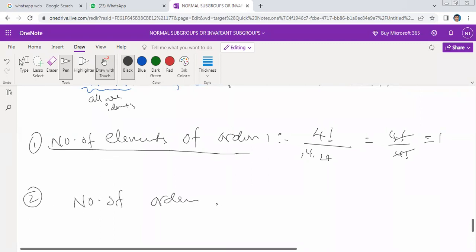Number of elements of order 2, where is the 2 partition? What does a 2 partition mean? Even permutations. 2 plus 2 means 4 factorial by 2 plus 2, 2 square into repeated 2 times 2 factorial. This is 24 by 4 into 2. This is 8.